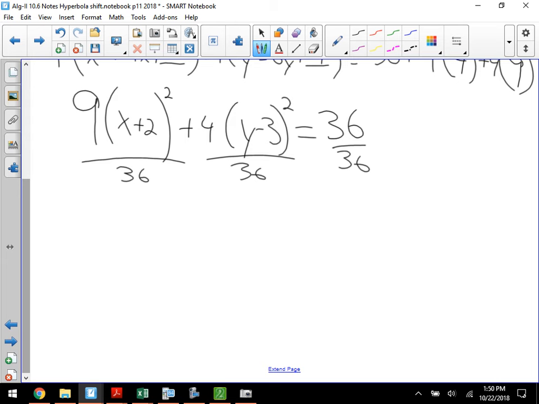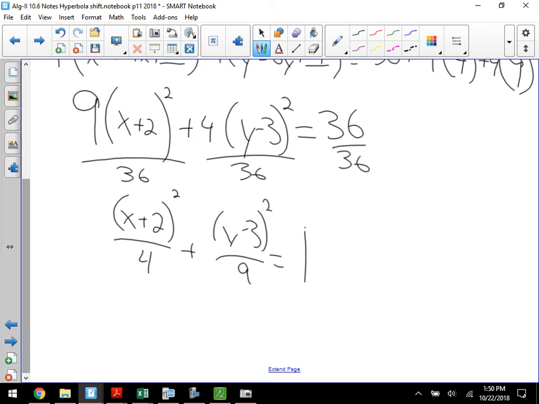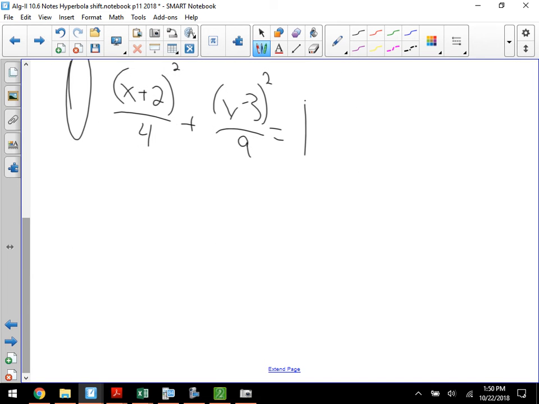Simplify this through, you get x plus 2 quantity squared over 4 plus y minus 3 quantity squared over 9 is 1. What shape is it? It's an ellipse. And which way is it being pulled? Up and down. Good. So let's go through graphing then. Did you forget to put it back to the other side?